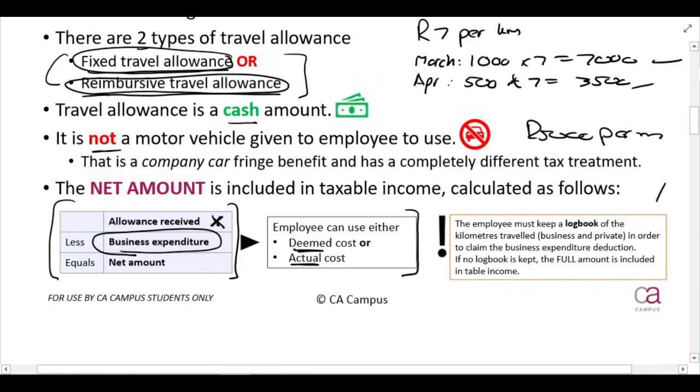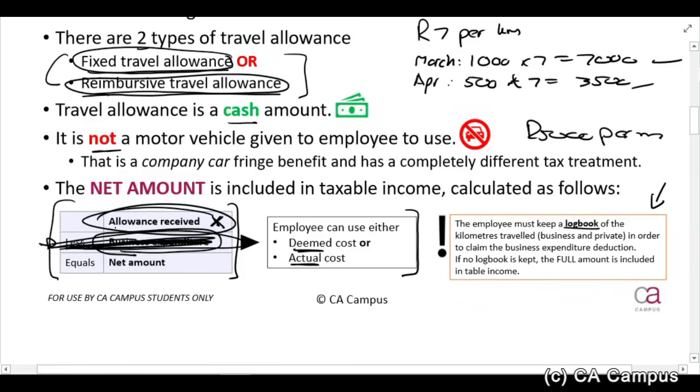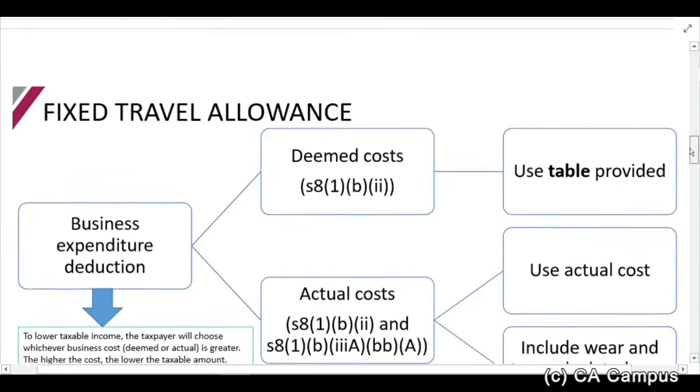But important, this is super important over here. The only time that you can claim this deduction here is if you kept a logbook that shows the business kilometers that you traveled. It's an accurate logbook. If you do not keep a logbook of the kilometers traveled, then this deduction over here is not available to you, and you will be taxed on the full amount of the allowance that you've received. So very important to keep a logbook.